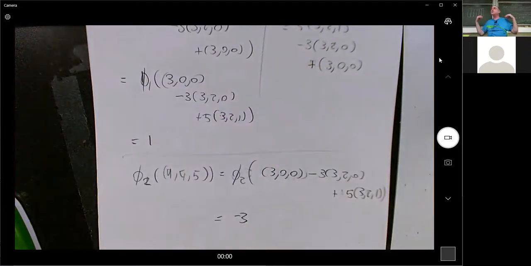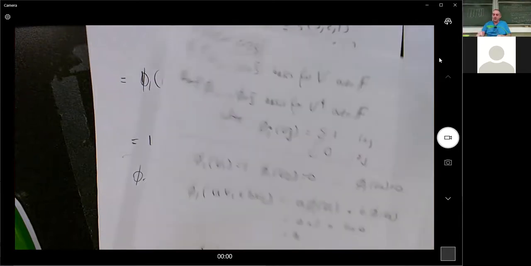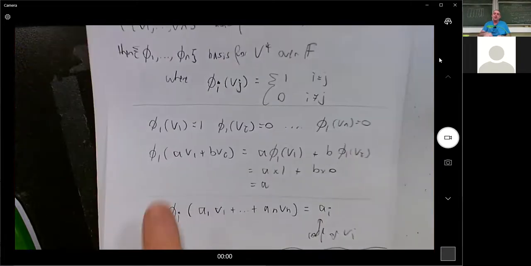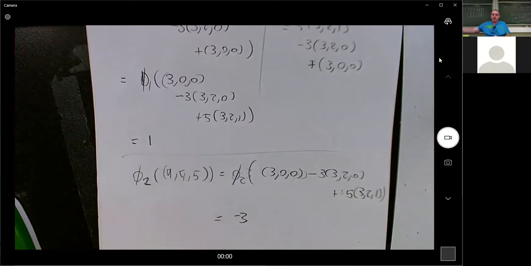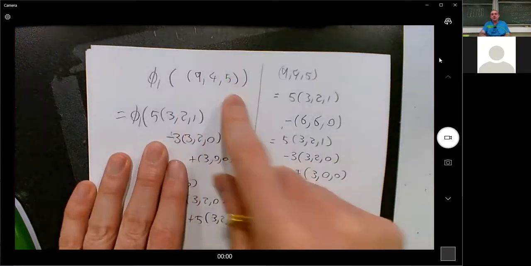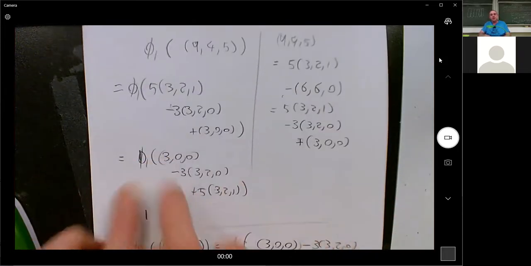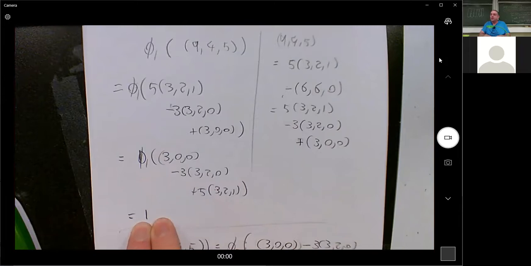It's not efficient, but I'm just pointing out what these functions are doing. Those functions are saying that when you do phi of something, it tells you the matching coordinate. So in order to know what phi 1 of this is, I have to write it in terms of the basis. Then phi 1 will be the first coefficient, which would be 1. But phi 2 would be the second coefficient, which would be minus 3.